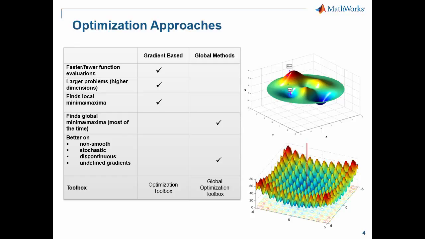Finding global solutions is a challenging problem, and the solvers in the Global Optimization Toolbox certainly increase the probability of finding the global solution. However, it's not guaranteed or even able to prove that a global solution was found. Another advantage of the solvers in the Global Optimization Toolbox is that they can handle very tough problems, those that are non-smooth or discontinuous, like the plot you see in the lower right, for example, as well as problems that have undefined gradients or are otherwise stochastic in nature.